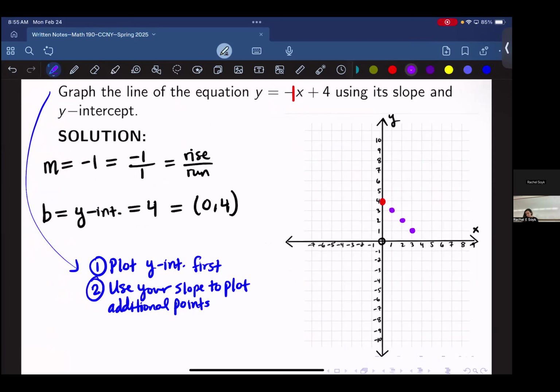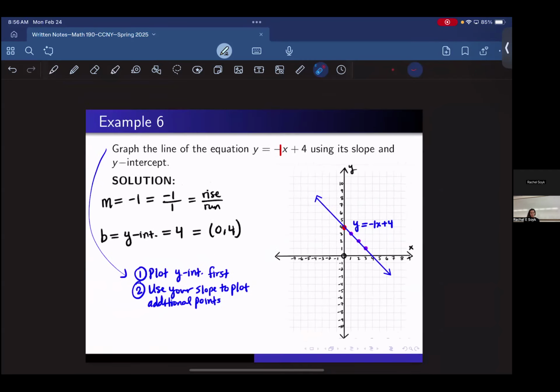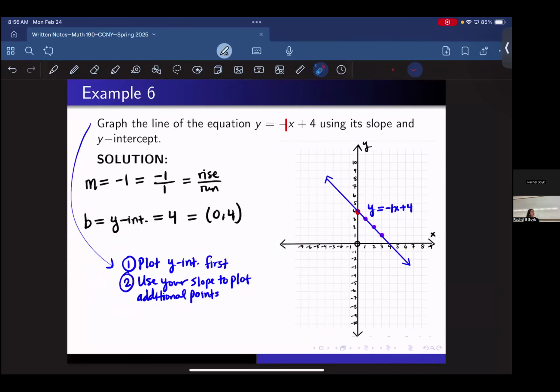And then we can go ahead and connect our dots. Put arrows on the end of our line because lines go on forever. And then finally, write out the equation, -1x plus 4. We already have our x and y axes labeled, and we have a proper scale set in place. This would yield full credit on any quiz or future assessment. And we're done.